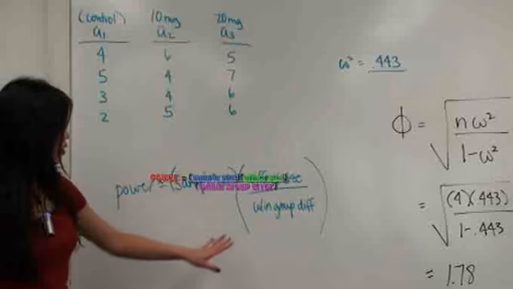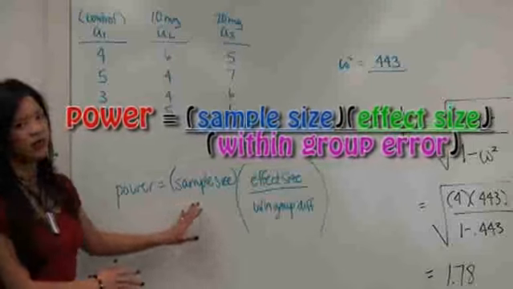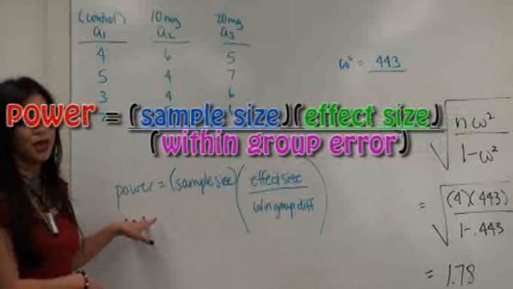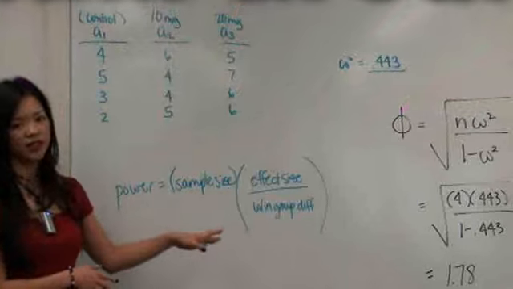This is a conceptual formula. It's not to be used mathematically, meaning you don't actually put your sample size and effect size and within group difference here to find power. This is just something that will help you understand the relationships between each of these ideas.